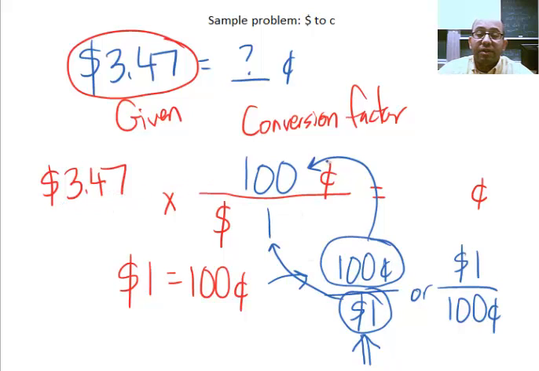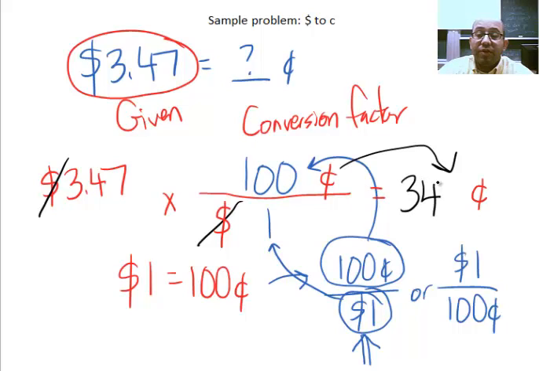$3.47 times 100 cents divided by the dollar. And notice what happens here is that the dollar cancels the dollar, and now we're left with the unit cents that gets to my answer. And since this number 100 is on top of the fraction, we're going to multiply it. So it's 347 cents. Now that, I hope for you, makes a lot of sense.